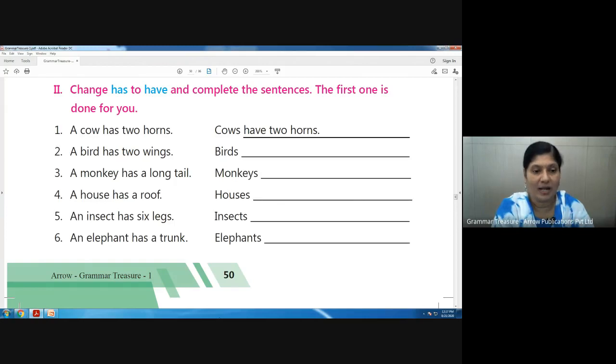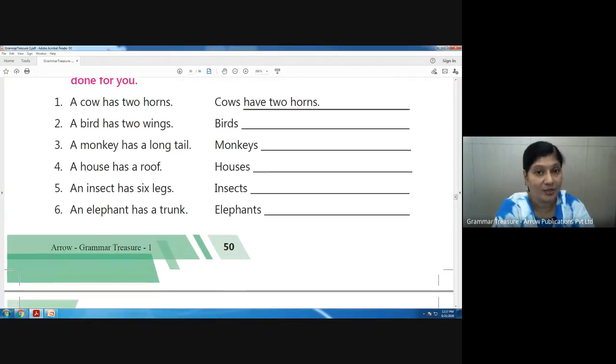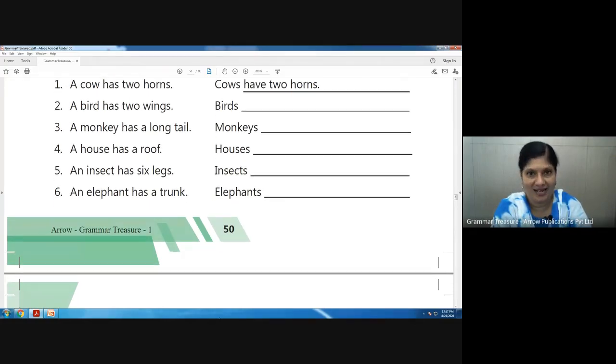Let's look at the second one. A bird has two wings. Now, birds, will you say birds has? No. We say birds have two wings. Three, a monkey has a long tail. We are talking about one monkey. So we use has. Now answer, monkeys have long tails.